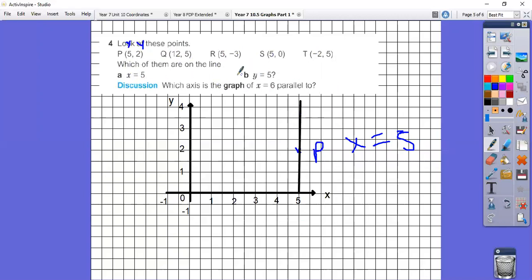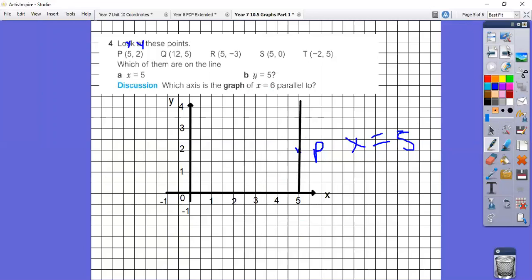Now remember, y equals 5 will run parallel to the x-axis, so it will be a line going across this way, but at 5. So you need to make your y-axis longer than mine. Mine's only got up to 4. Yours needs to go at least to 5. Draw that line to show y equals 5, and say whether these points are on that line. Then make a quick note of which axis the graph of x equals 6 is parallel to. Is it the y-axis or the x-axis?